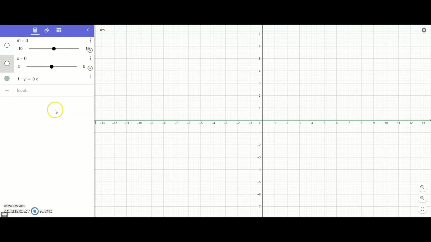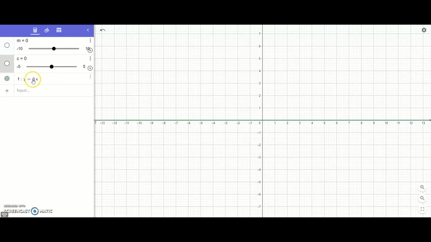Here we have the graph of y equals 0, or 0 times x as you've written here, but 0. No matter what x is, y is 0. It's difficult to see, but the graph is on top of the x-axis. It's a horizontal line with slope 0.